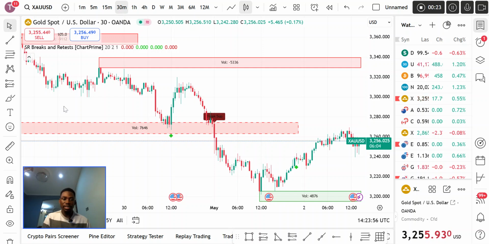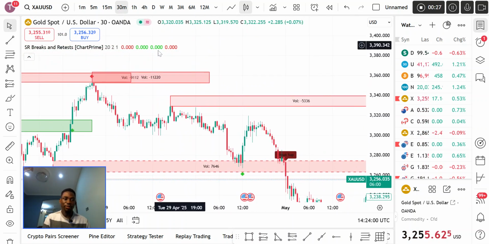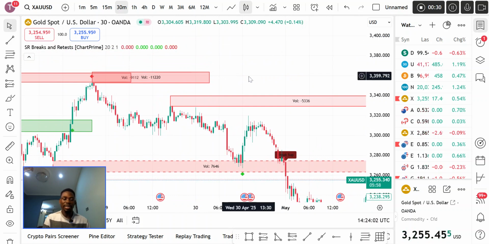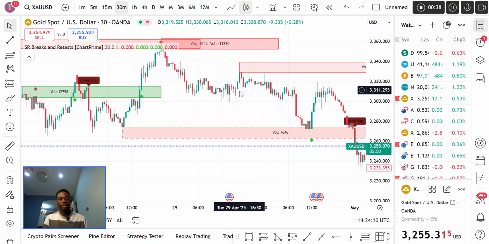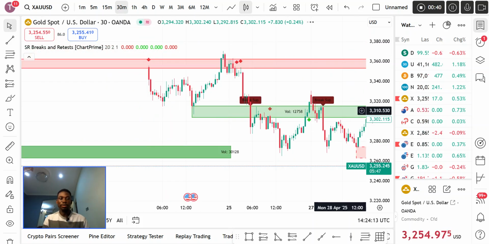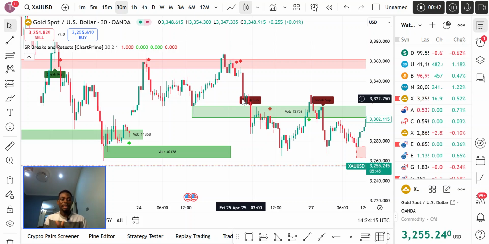Those volumes that you see here are just a support and resistance indicator that I've just added. You can just go to the indicators and search for support and resistance with high volumes, then you're going to get this on your chart like this. So let's go back so that I'll show you what I mean by my 30-minute confirmation.